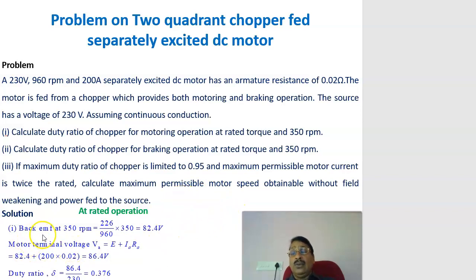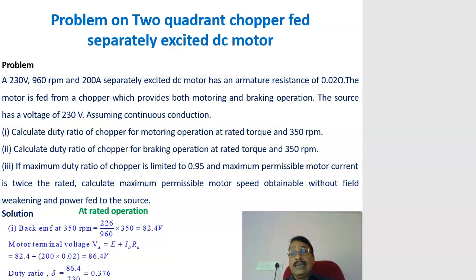Now, coming to the first part of the question, calculate the duty ratio of the chopper for motoring operation at rated torque and 350 rpm. Corresponding to 350 rpm, you have to calculate the back EMF. That is equal to 226 divided by 960 into 350. It is equal to 82.4 volt. This is the back EMF corresponding to the speed 350 rpm.